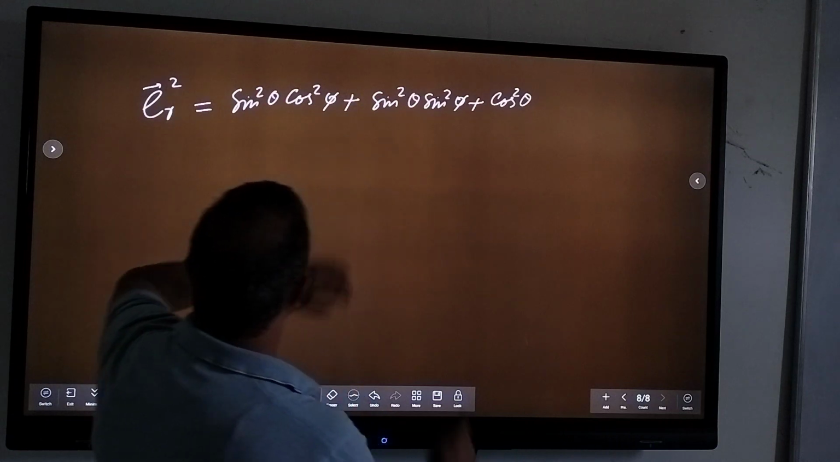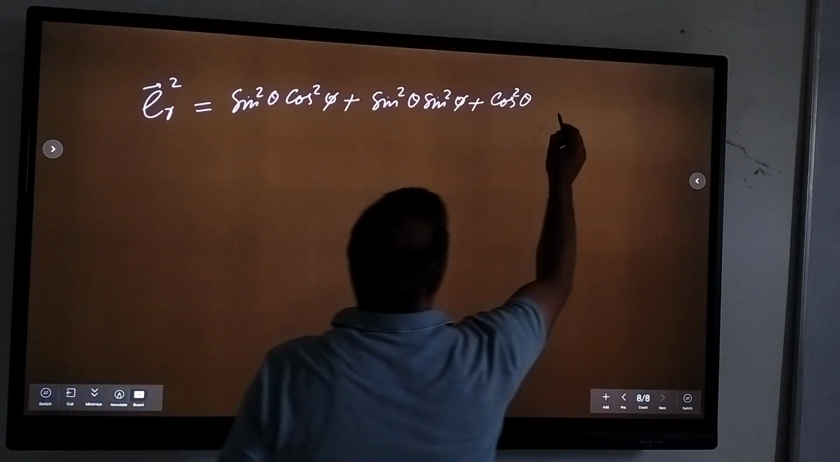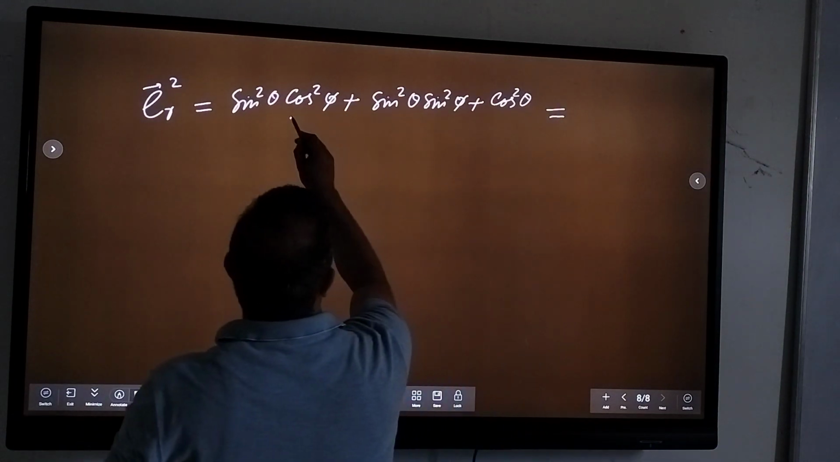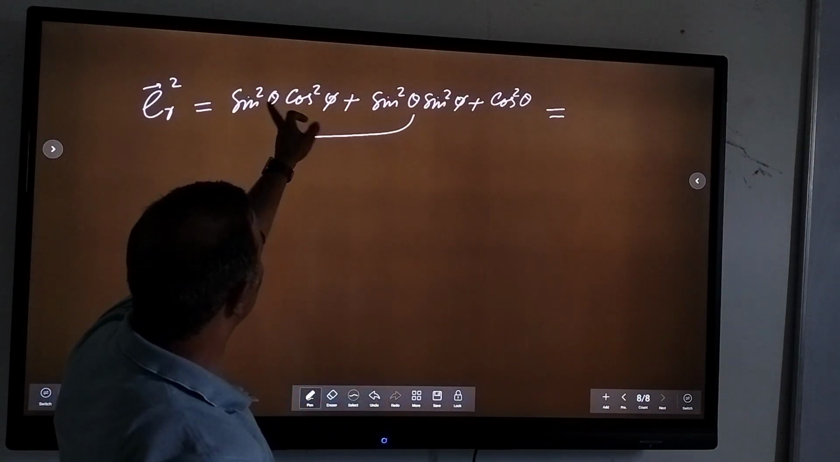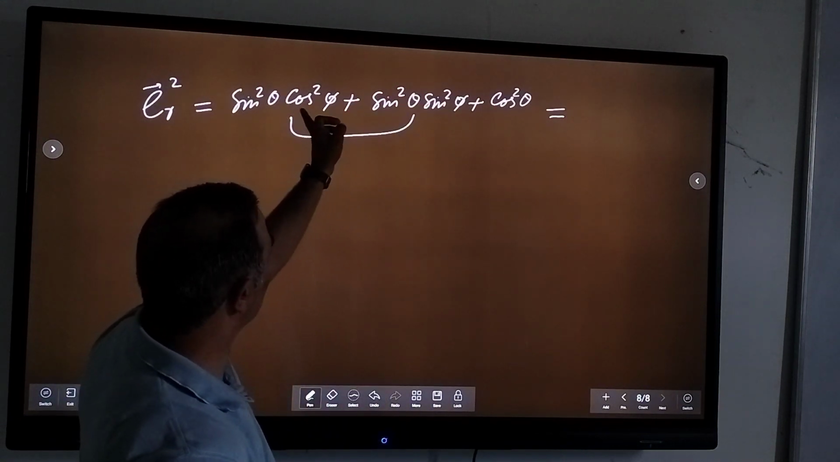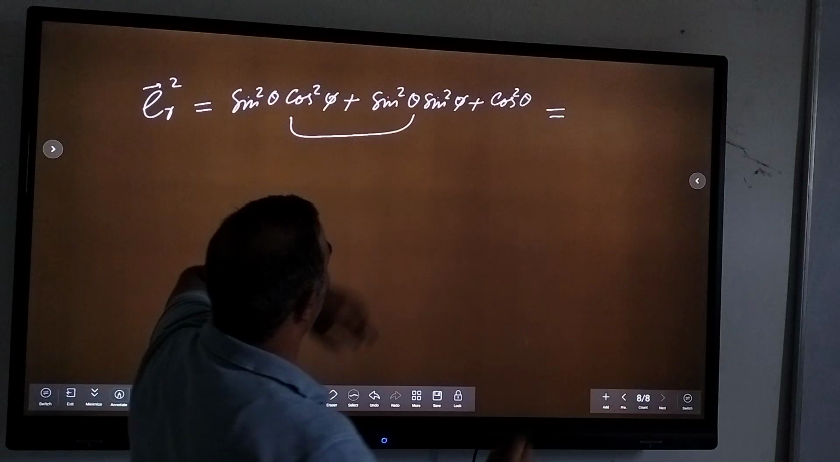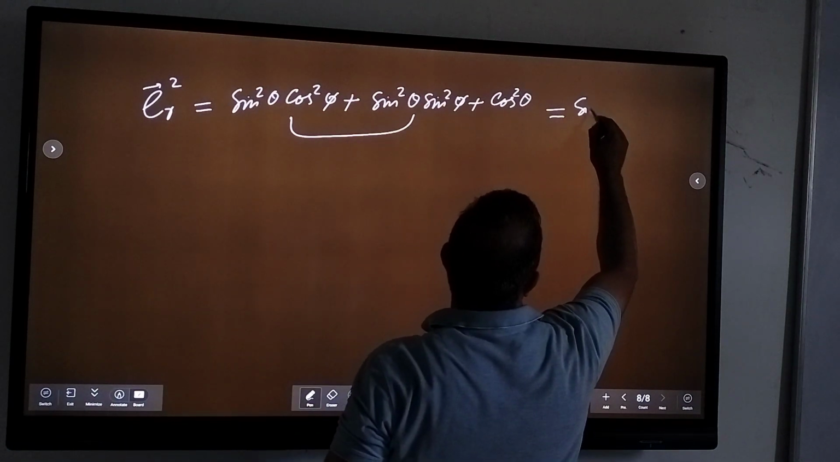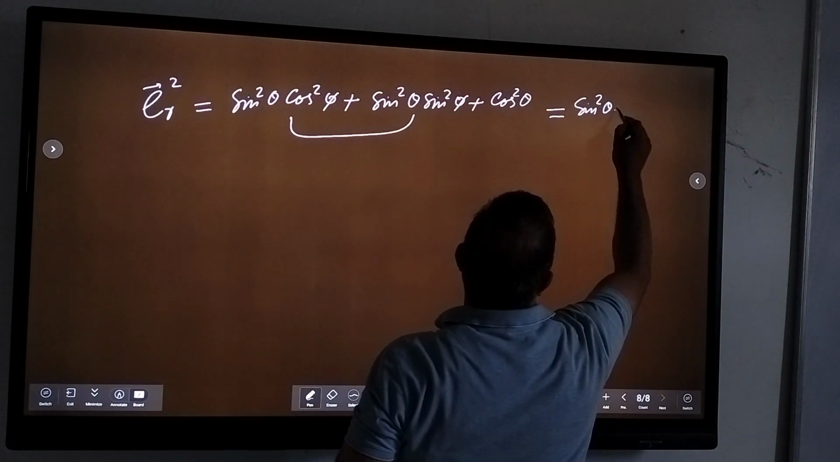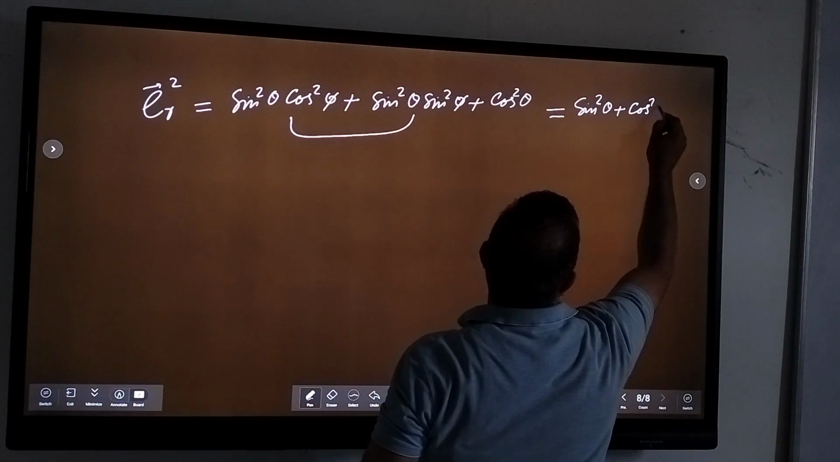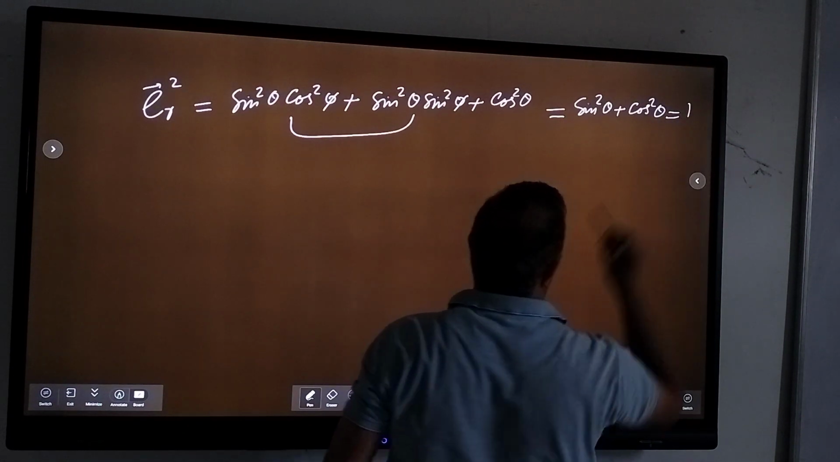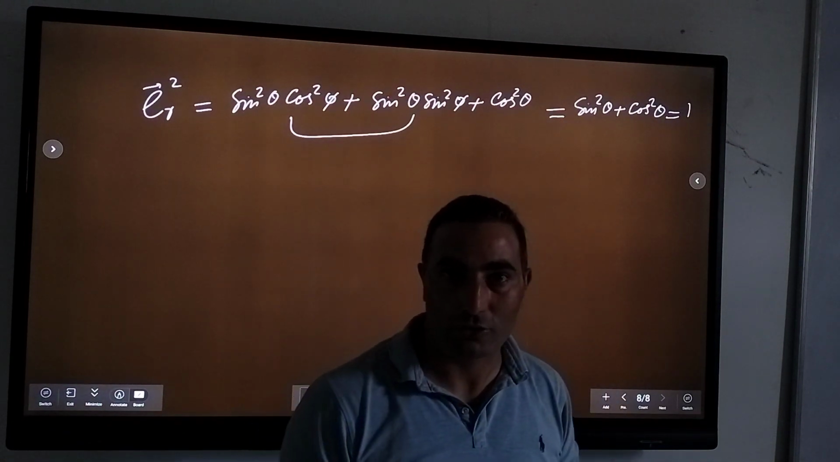So if I combine this, when I combine this and this, because sin square theta you take common, cos square phi plus sin square phi will be equal to 1. So this will be sin square theta plus cos square theta, so that is equal to 1. So that means our E_r square is equal to 1.